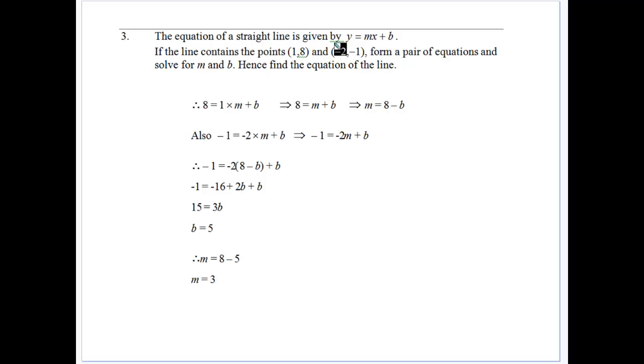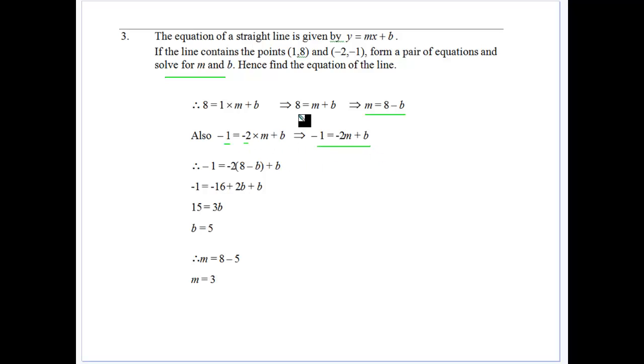This time, equations with a straight line y = mx + b. The line contains the points (1, 8) and (-2, 1), and they form a pair of equations, so solve for m and b. If that's the case, for (1, 8) we put in x is equal to 1, y is equal to 8, and we get 8 = m + b. For (-2, 1), y is 1 and x is -2, so 1 = -2m + b, which gives us this equation here.